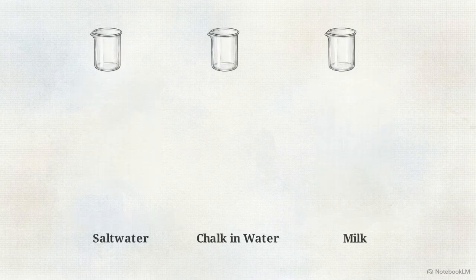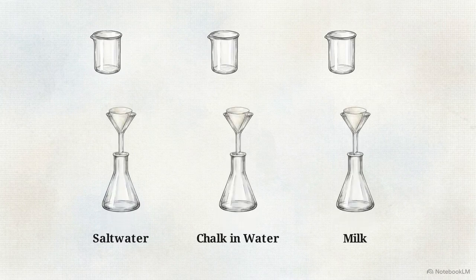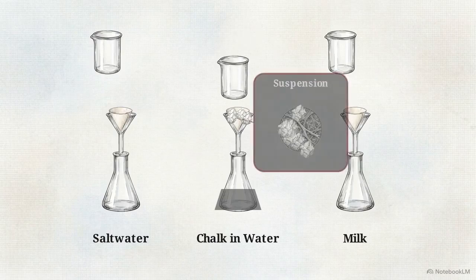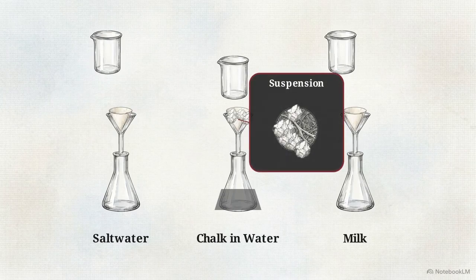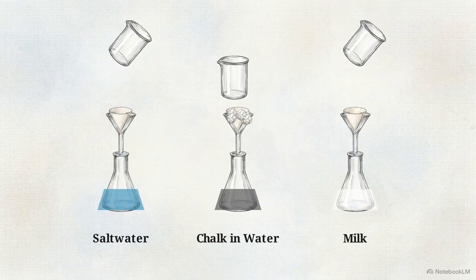Let's test that visual intuition. We have three mixtures here: salt water, chalk and water, and milk mixed with water. If we pour them through filter paper, which ones do you think will leave a residue behind? As expected, the chalk leaves a heavy residue. It's a suspension, meaning its particles are large enough to be trapped by the microscopic holes in the paper. But the salt water and the milk both pass completely through.